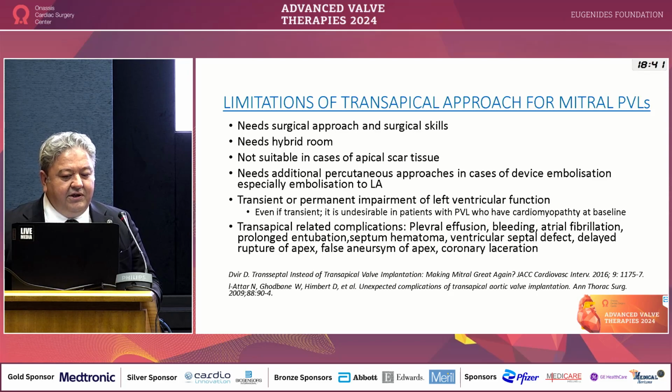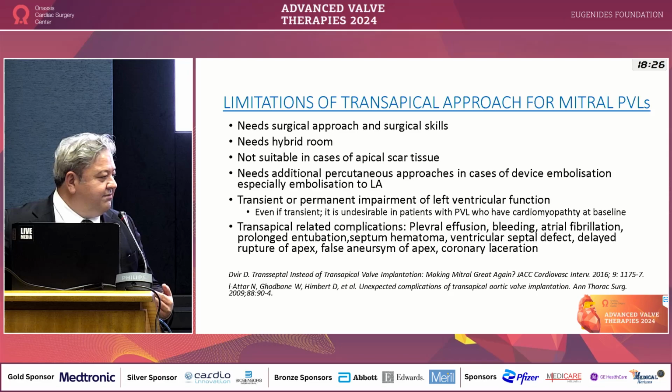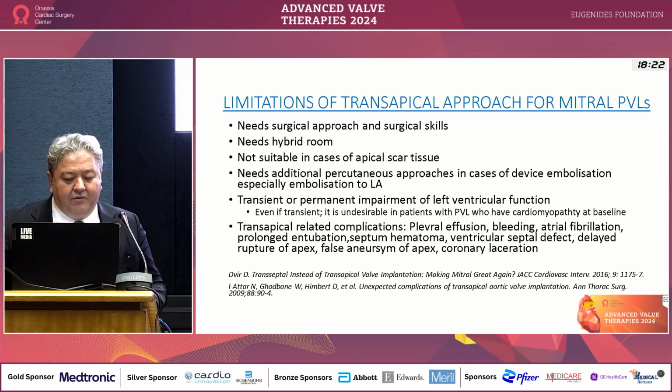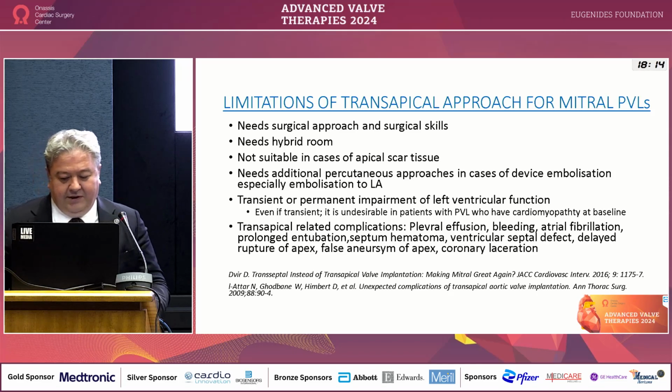So what are the limitations of the transapical approach for mitral paravalvular leaks? It needs a surgical approach, surgical skills, needs a hybrid room, and is not suitable in cases of apical scar tissue. And we know that these patients are high-risk patients, very frail patients. And transient and permanent impairment of left ventricular function is really a problem. Even if transient, it is undesirable in patients with paravalvular leak who have cardiomyopathy as baseline.